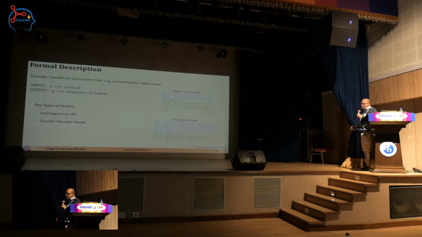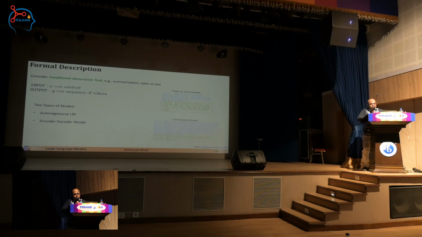You have a table which is linearized, and then you want to generate the description of the table. Or maybe you have a summarization task. You are given some document and you want to generate a summary of this. So in these tasks, the input is X, which is the context, and the output is the sequence of tokens, Y. Right, and there are two types of model: auto-regressive language model and the encoder-decoder.